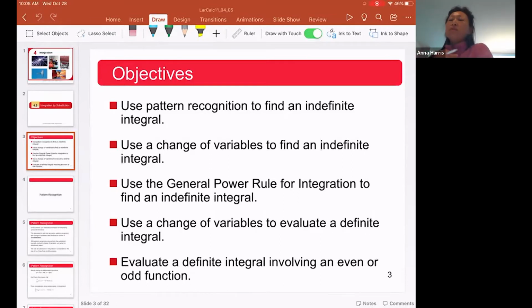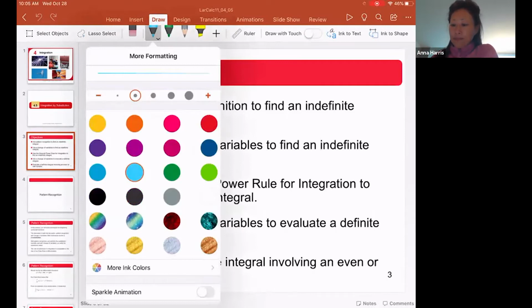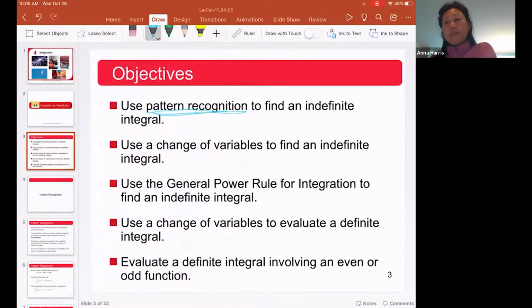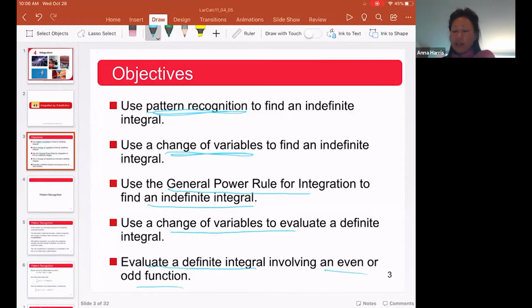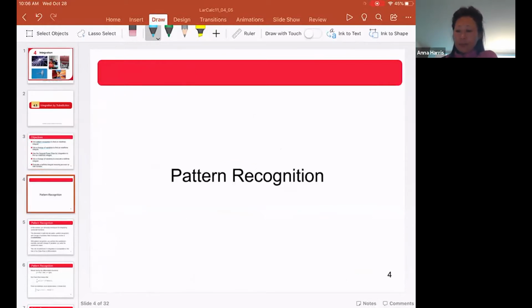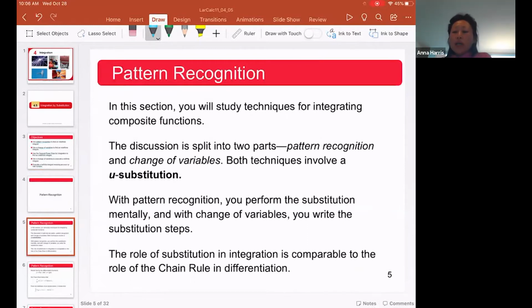We're still doing integration, but we're going to use substitution. We have to recognize patterns when we do substitution problems, and change the variable. The general power rule for integration is used to find indefinite integrals, and you change a variable to evaluate definite integrals, including the definite integral involving even or odd functions. This one we can do later. So pattern recognition: we're going to substitute the patterns, and we call it u-substitution.